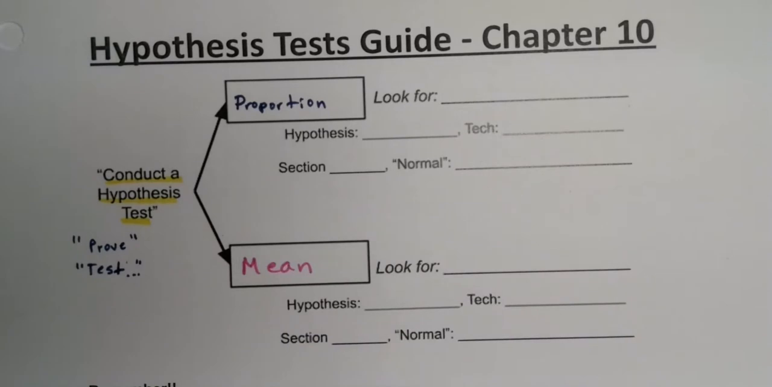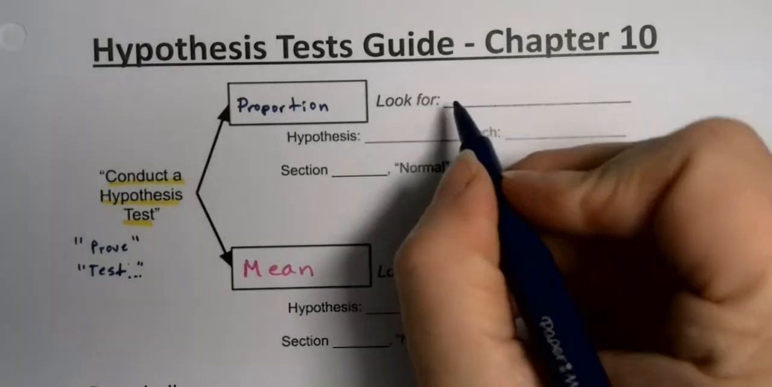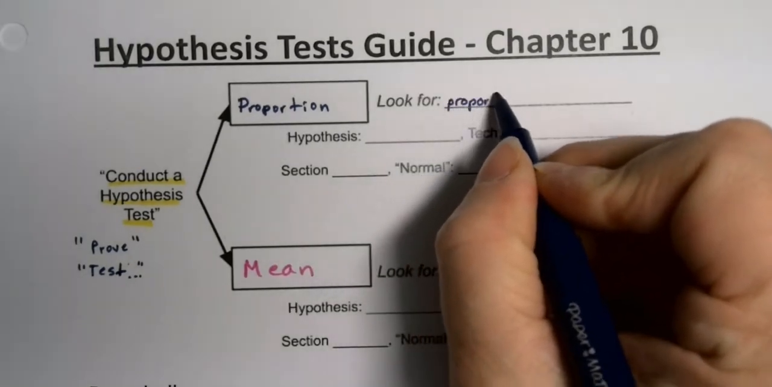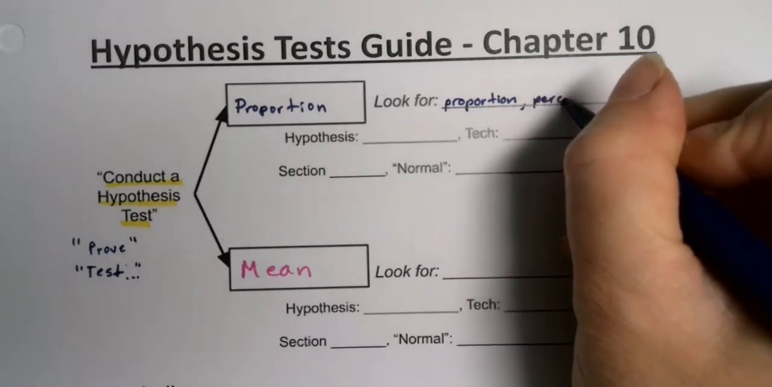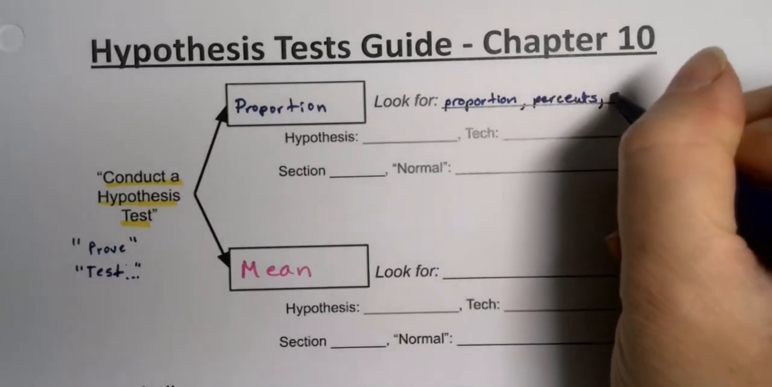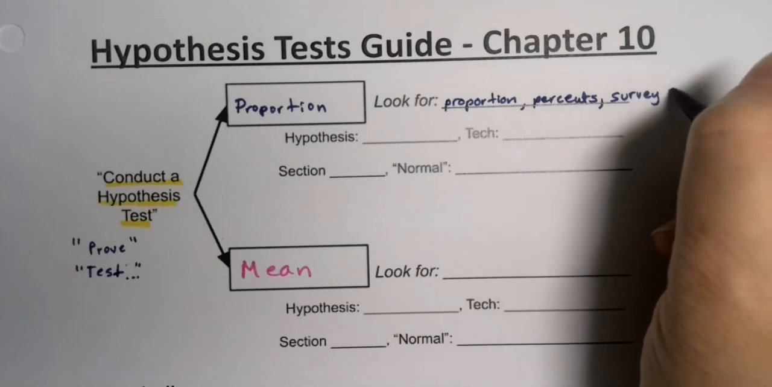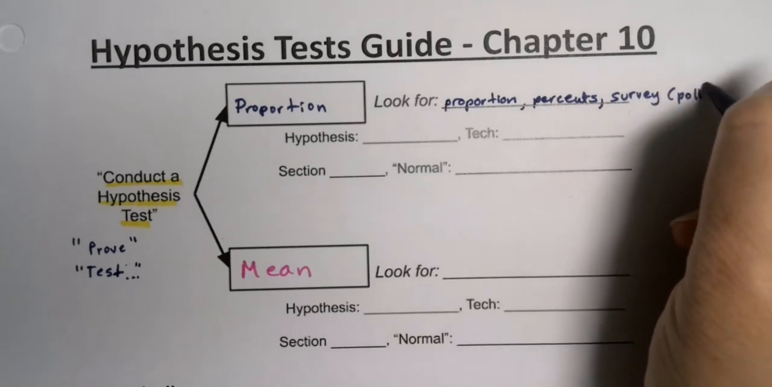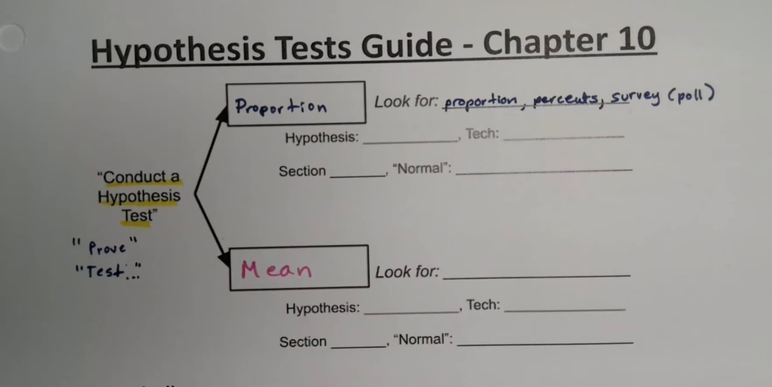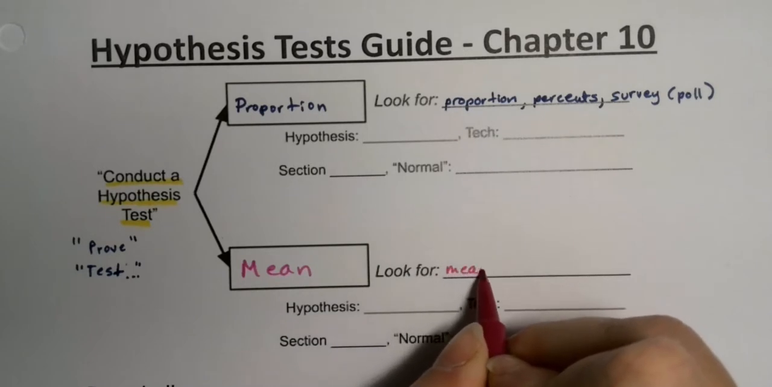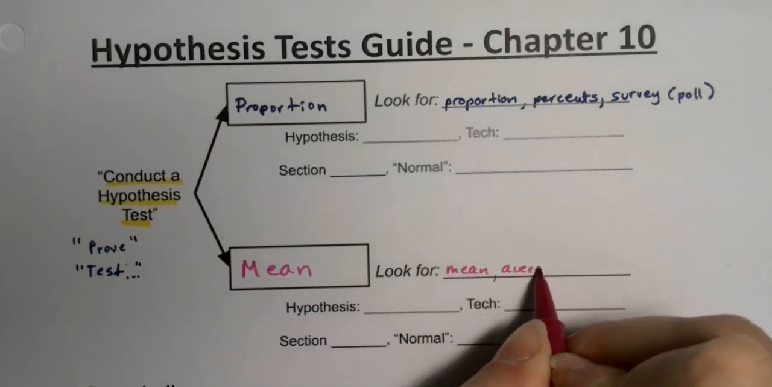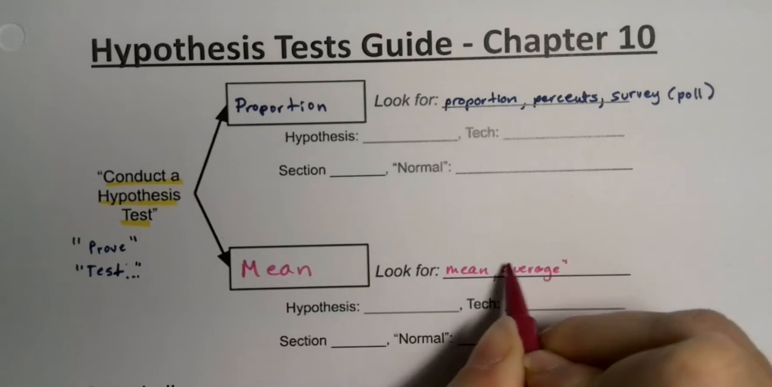All right, so now how are you going to know it's a proportion one? Well, for one thing, you're going to look for proportions in the problem. If the problem is talking about proportions, percents, if it talks about a survey, also known as a poll, like we polled 300 people and we found this, that is a proportion question. As opposed to a mean, where you can look for the mean. You can look for average. If they're talking about average, that's generally a mean one.